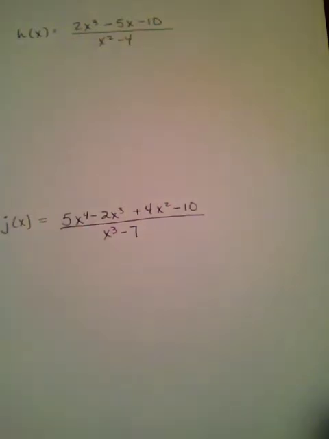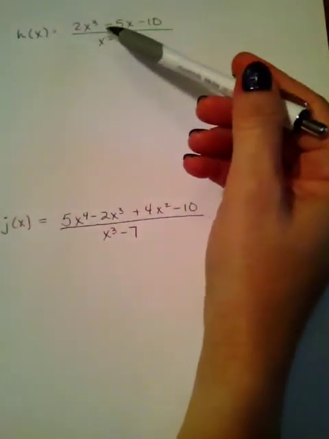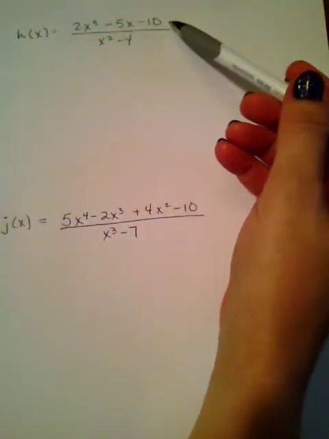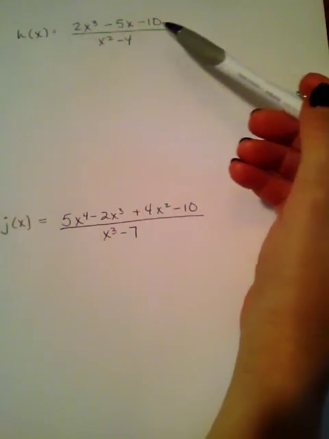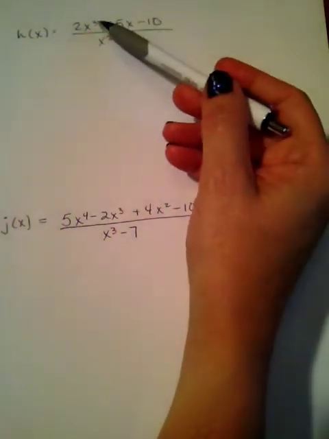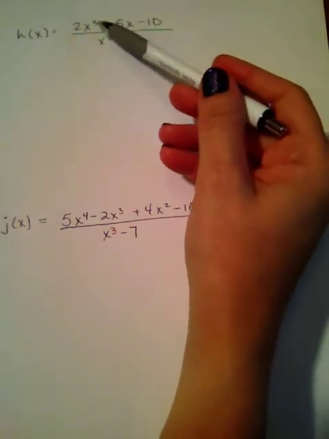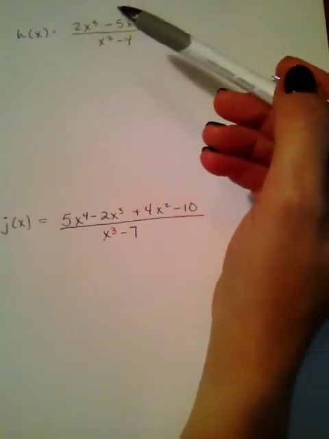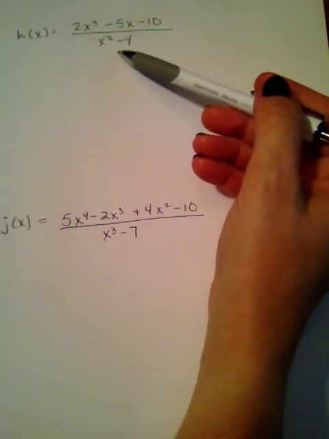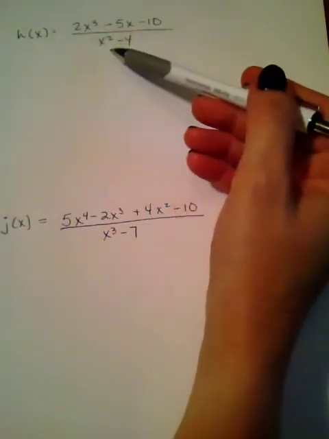For this video, we're still looking for oblique asymptotes. So for this problem, h of x equals 2x cubed minus 5x minus 10 divided by the quantity x squared minus 4. The power of the numerator is 1 more than the power of the denominator. We have an x cubed divided by an x squared. So it's possible that we actually do have an oblique asymptote here.